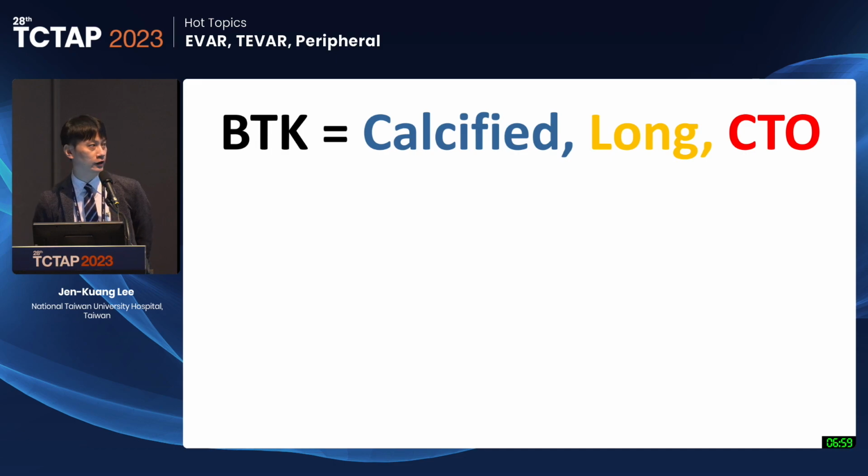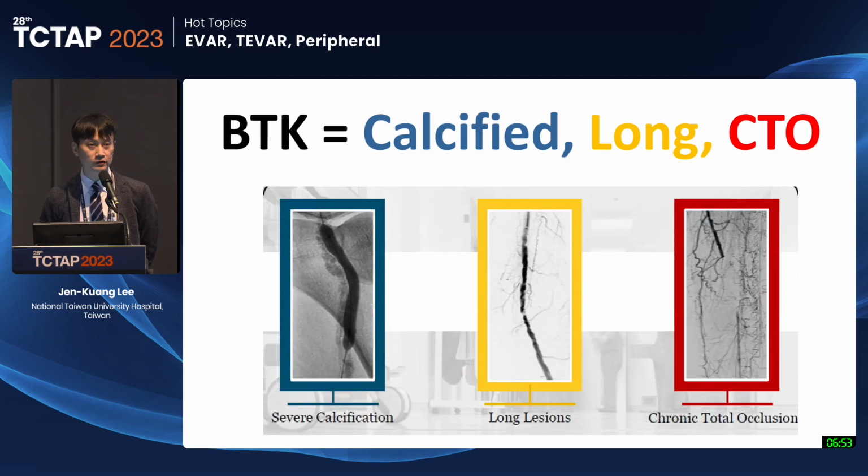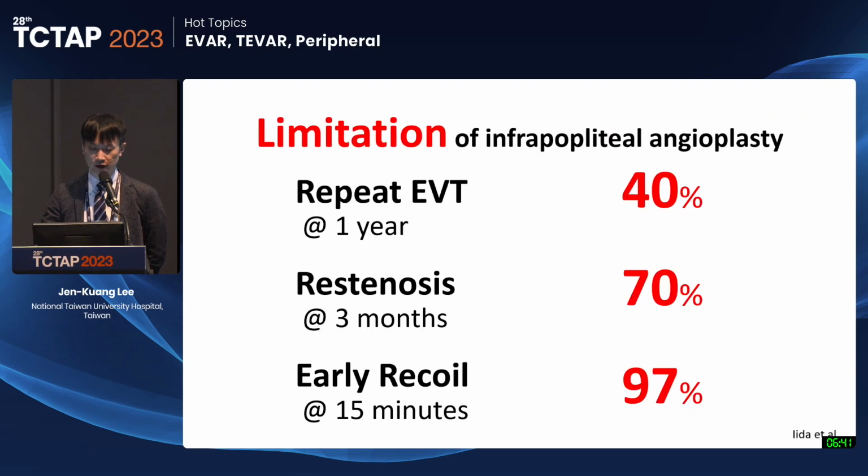So BTK is equal to the calcified, long, and CTO lesion like this. This is a severe calcified, long lesion, and a chronic total occlusion. So as an endovascular interventionist, I believe all of you will agree with this idea.